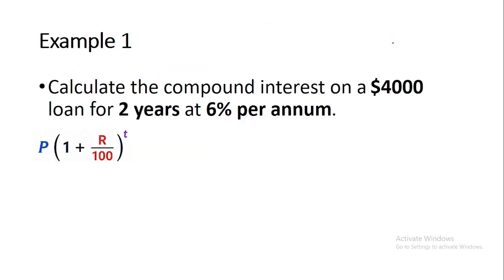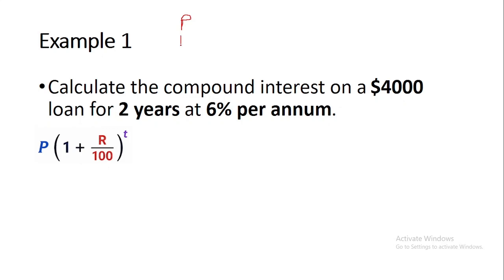All right, so with that, let's look at our first example. Example 1: calculate the compound interest on a $4,000 loan for 2 years at 6% per annum. So every year, that's the rate right there. The first thing I want to do is ask, okay, what is my P?